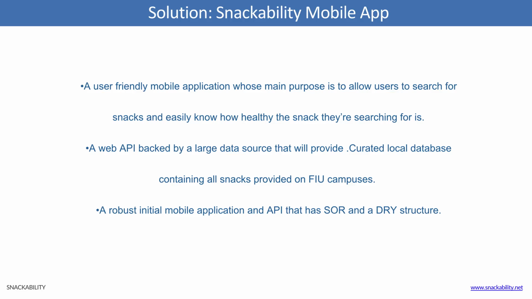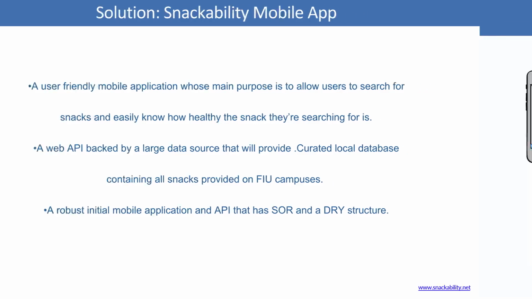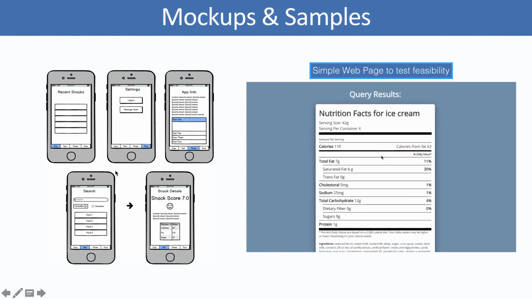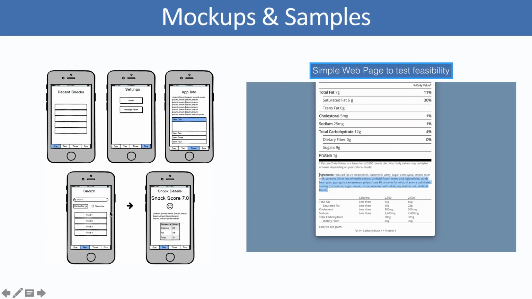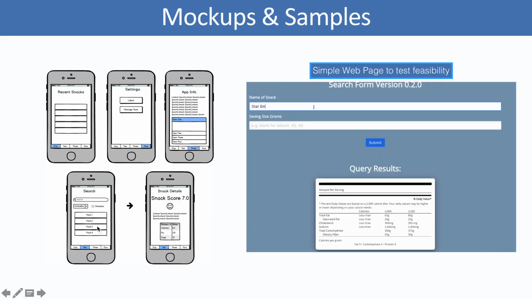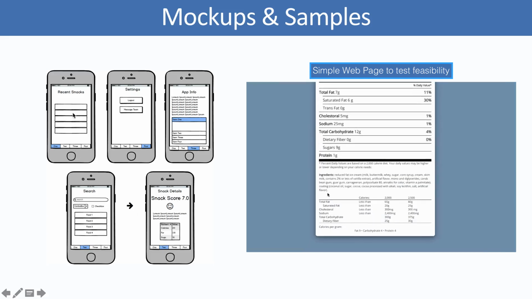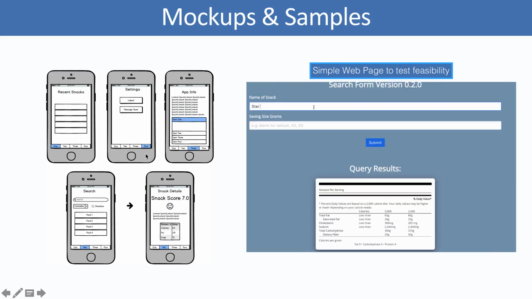And we also built a React Native mobile application that can compile down to both Android and iOS. Here you'll see to the left some of the mockups of the initial application. Here you can search for snacks, and a list of the snacks will appear. You click on it, get the snack detail view. Here you can see the recent snacks, your settings view, and this is the app info view.